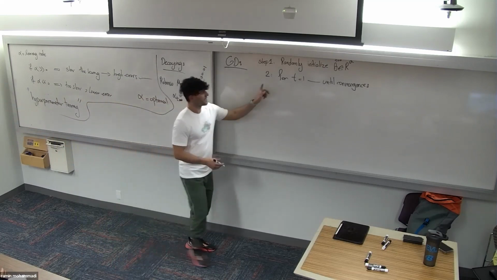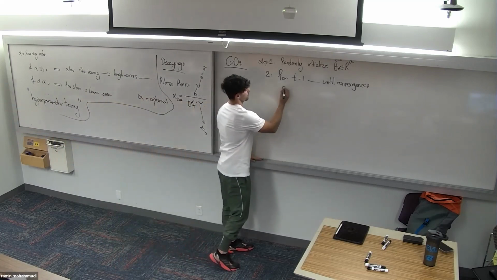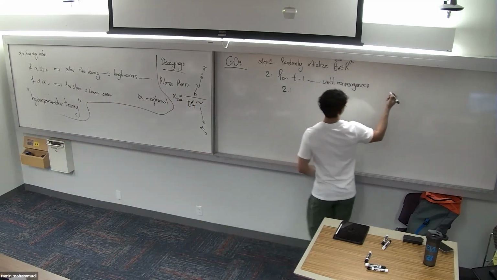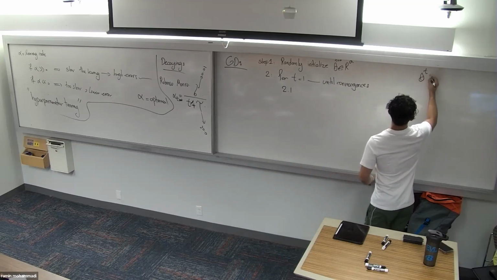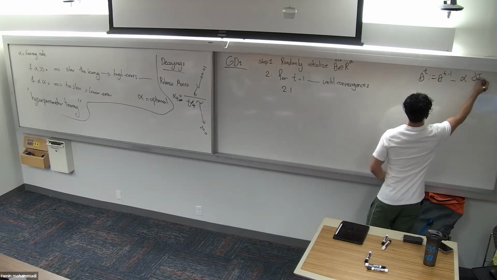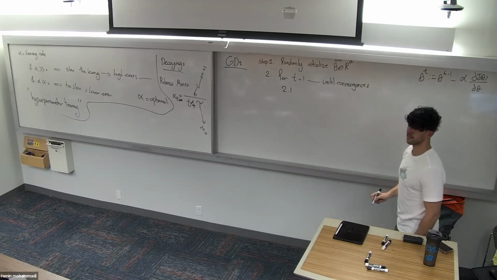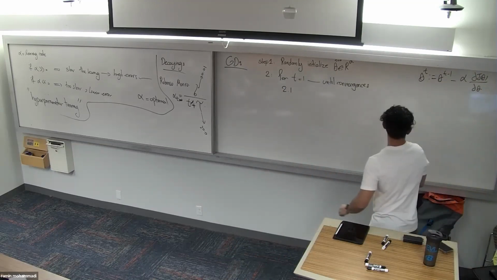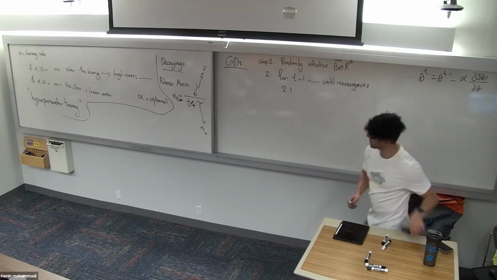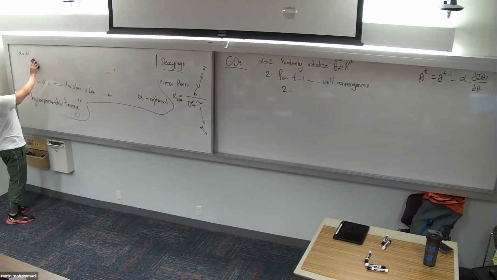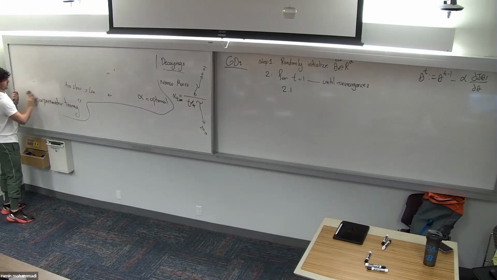So until convergence, what's the next step? Step 2.1. We know theta at time t equals theta at t minus 1 times the learning rate times that gradient, right? Now, t minus 1 should be on the derivative as well.